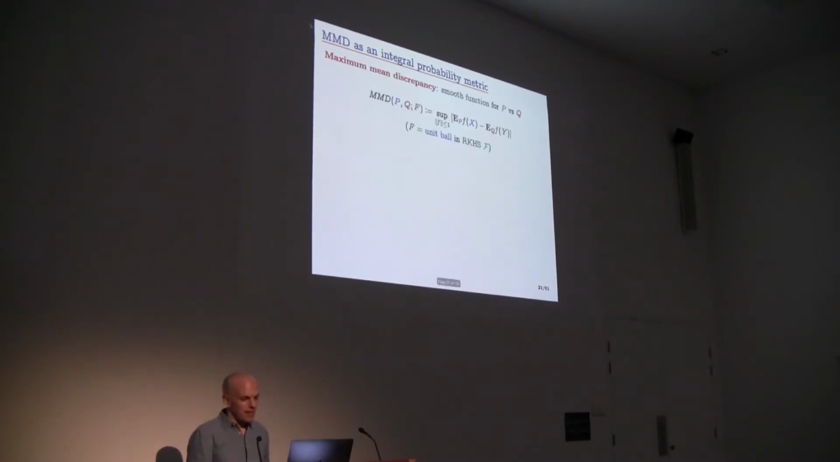All right. So what is my class of smooth functions? For the maximum mean discrepancy, it's going to be a unit ball in a reproducing kernel Hilbert space. So a unit ball in the space of functions defined by the features that I started the talk with. So this unit ball constraint enforces smoothness.